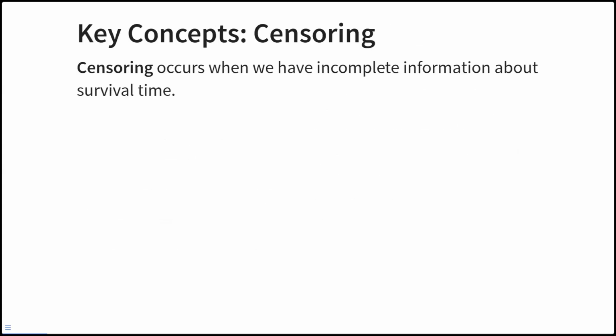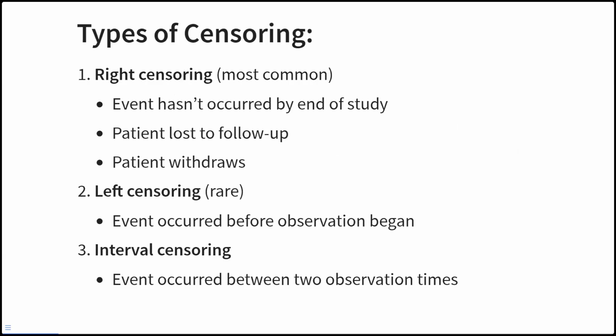So, key concepts. The key concept of survival analysis is censoring. It's very important. Censoring occurs when we have incomplete information about survival time, which I just explained. We have three types of censoring. The first is right censoring, the most common type of censoring you encounter anytime you have survival data. First of all, the event has not occurred by the end of the study.